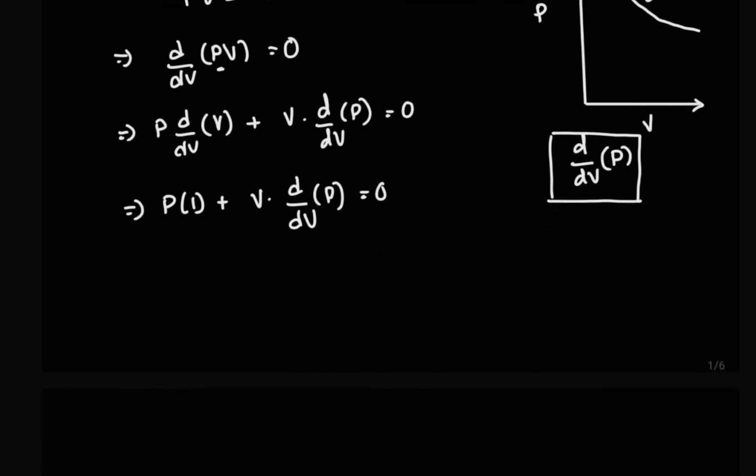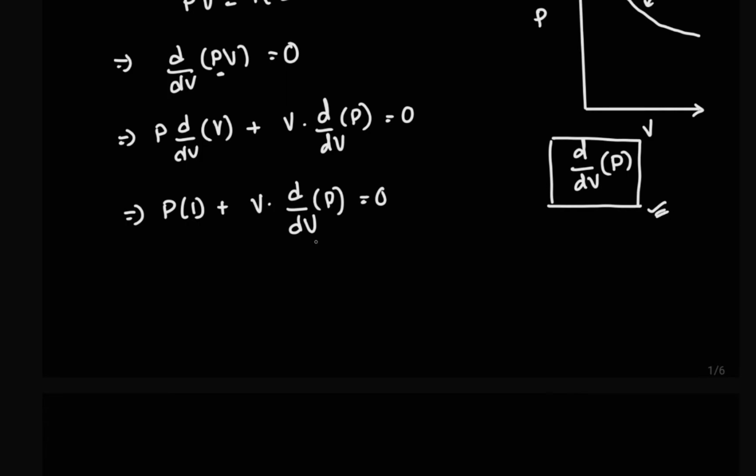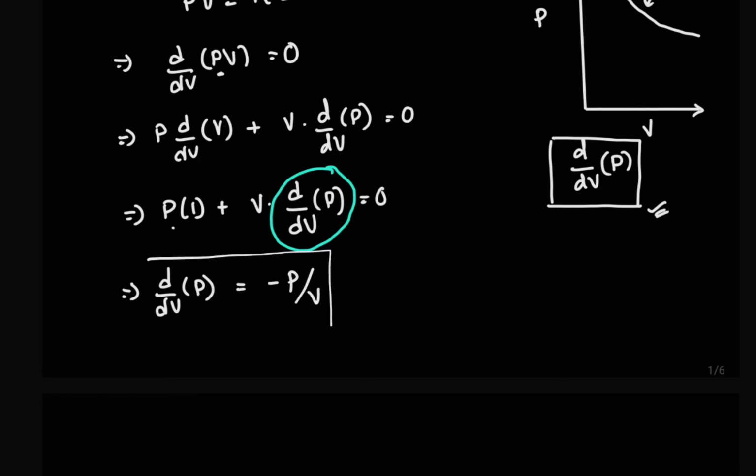We are looking for dP/dV in our expression, and we can use this to get dP/dV. And we have that dP/dV is equal to minus P over V. And here we go. We have the gradient of an isothermal curve.